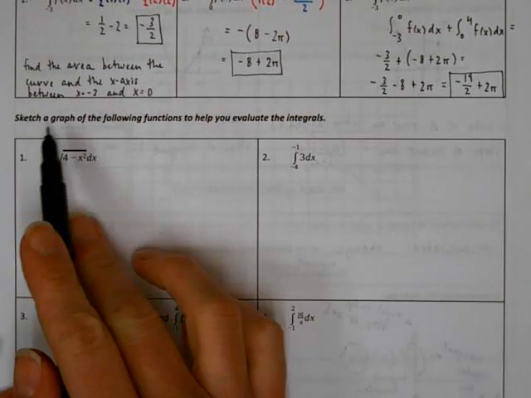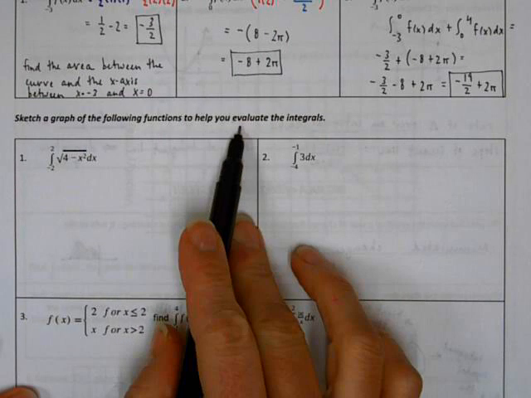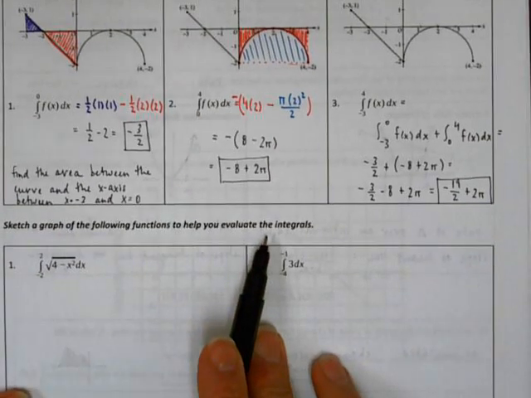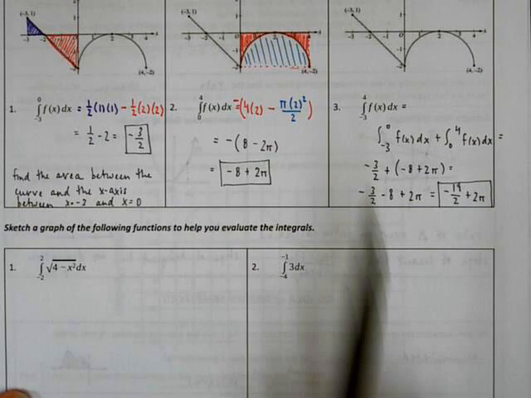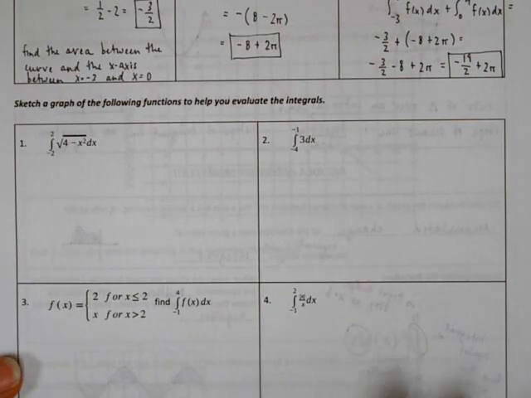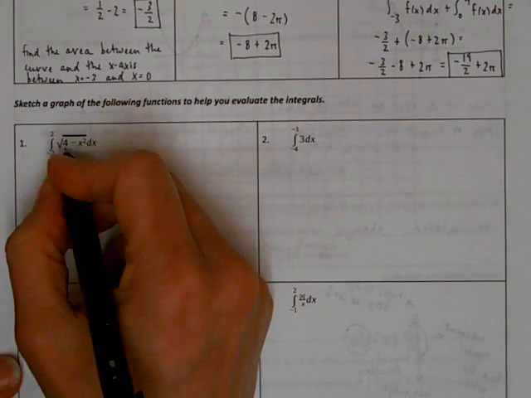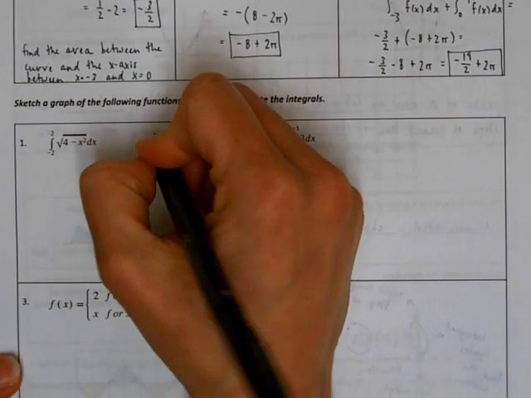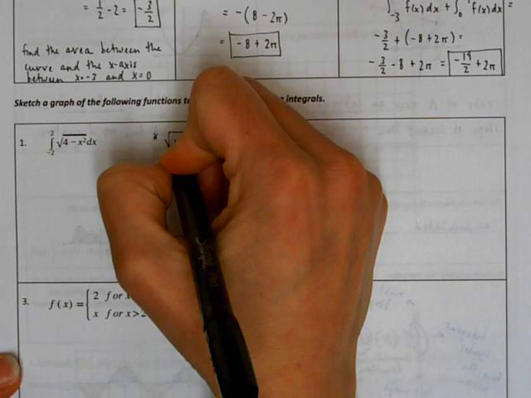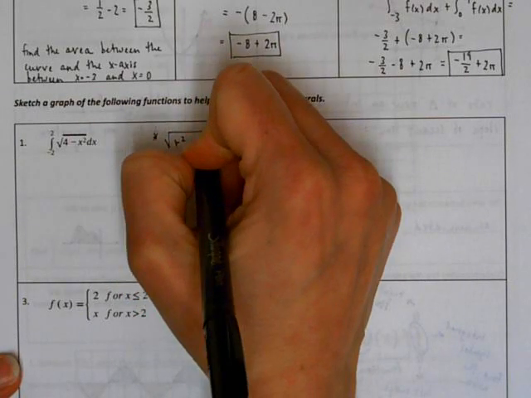It says to sketch a graph of the following functions to help you evaluate the integrals. Because again, right now we're really reliant on being able to use our geometry formulas. So sketching the graph should help us see how we can do that. So the first one here, maybe make a note to yourself. Hopefully this formula, it's going to look something like r squared minus x squared. We're going to see this a lot.